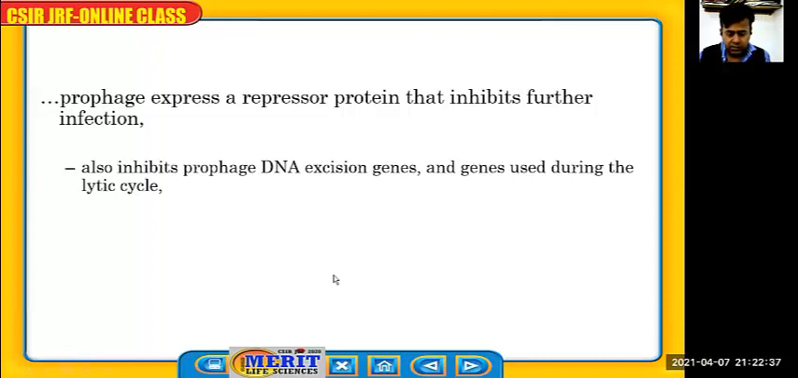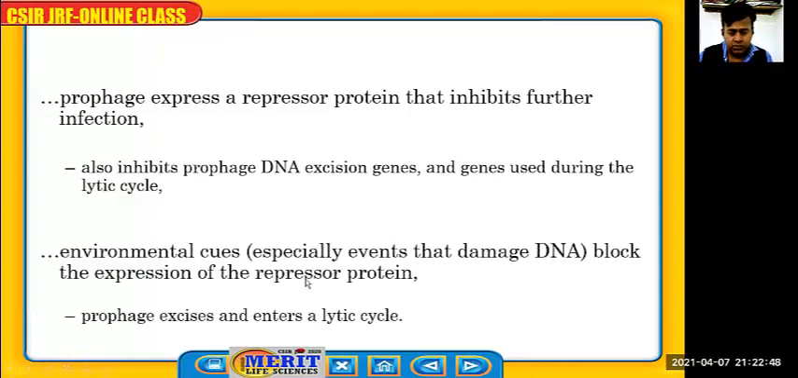The prophage expresses a repressor protein that inhibits further infections. So this is the feature you can draw from the life cycle of the bacteriophage in E. coli. This repressor also inhibits prophage DNA excision and the genes used during the lytic cycle. So automatically between the two cycles there is a control, that is the repressor, right? And the environmental cues I was discussing can block the expression of the repressor protein. For example, if the DNA is damaged, then the repressor may not be expressed. So the prophage excises and enters the lytic cycle. You have to know this feature. If you know it, you can further predict gene mapping and the other cycles.